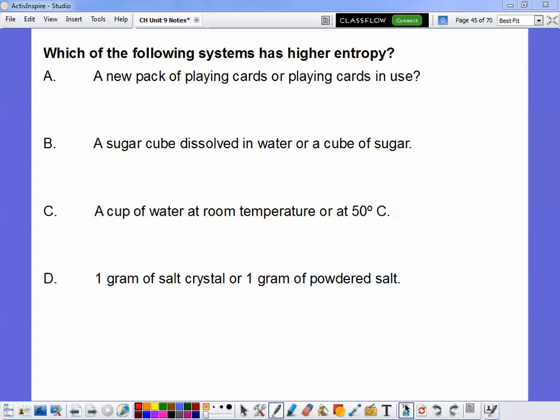So, which one's going to have a higher entropy? A new pack of playing cards or playing cards in use? Playing cards in use. And why is that? Yeah, more spread out. Or have you ever opened a new pack of playing cards? Yeah.